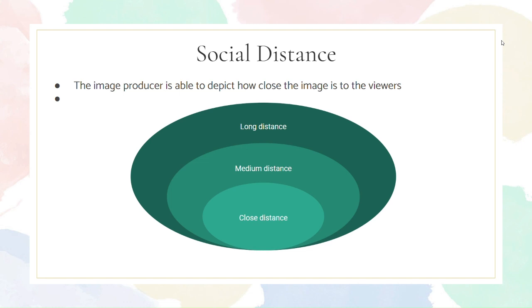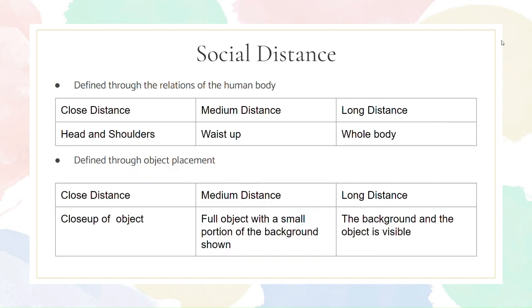Now, these shots are important in images because they are able to create different relations between the represented participants and the viewers. So there are three main distances that it can be divided into, which is the close distance, medium distance, and long distance. So let's get a little closer into these three distances.